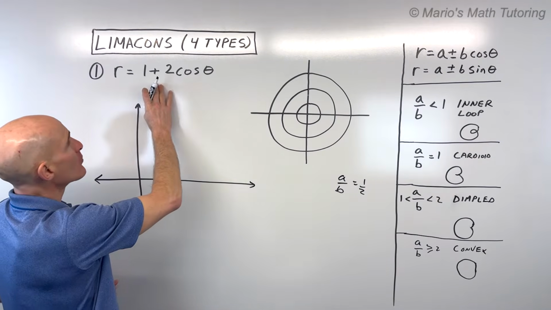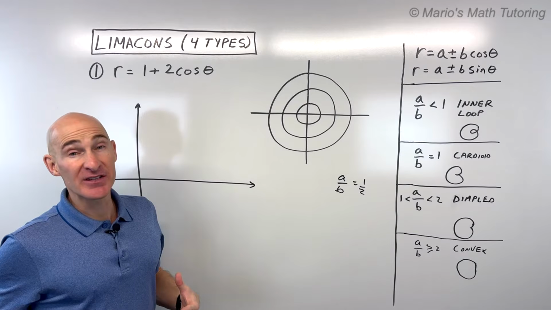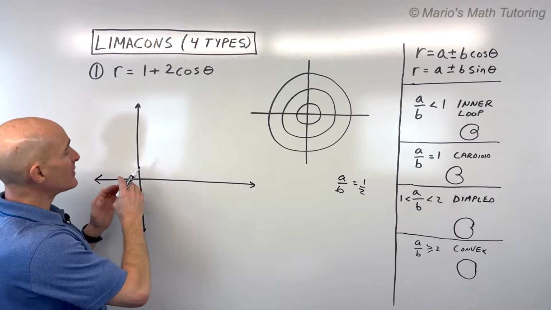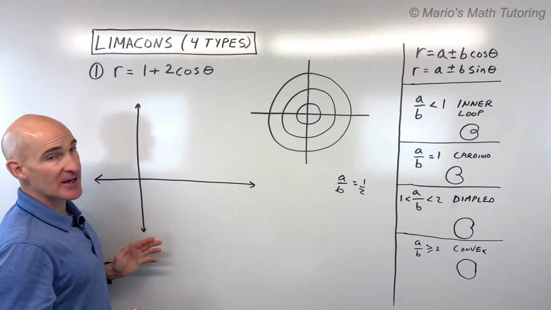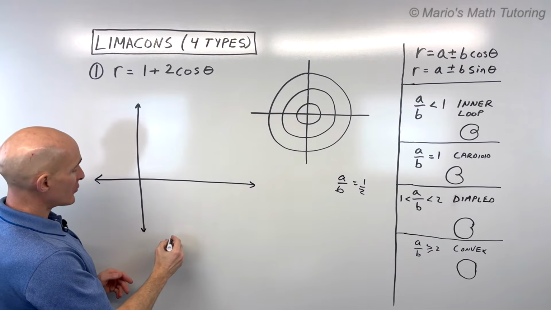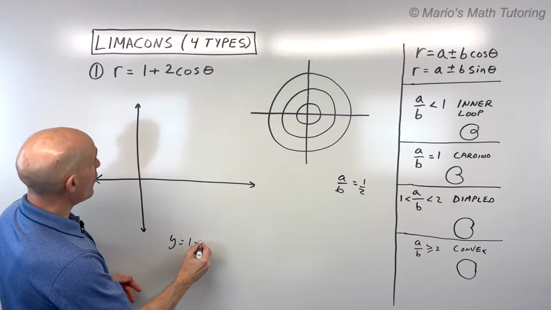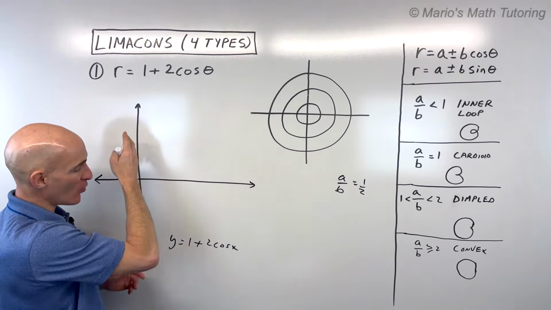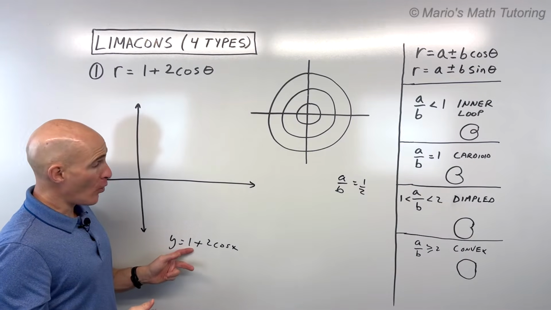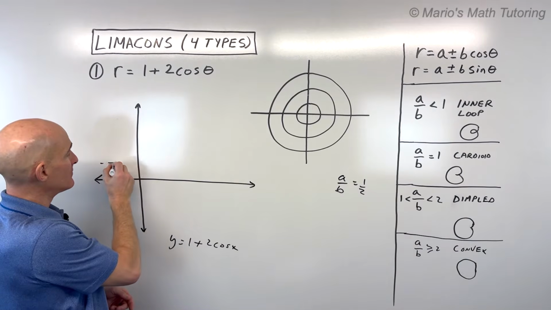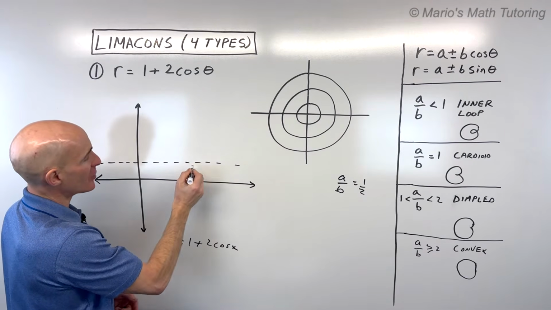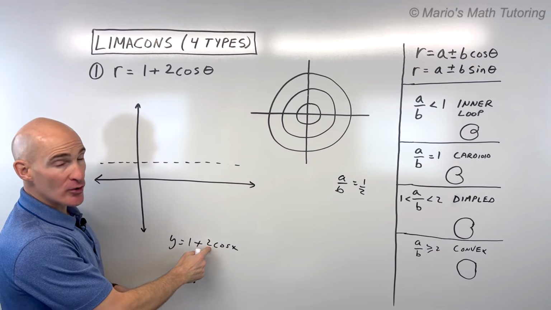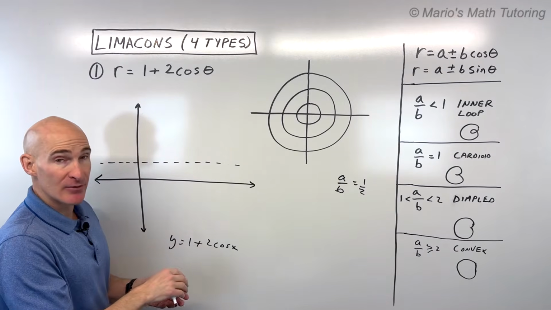Now, one way to approach these graphs, and I like this method, is to graph it in the Cartesian plane, an XY plane, almost as if you're trying to graph y equals 1 plus 2 cosine x. Here's your x-axis, here's your y-axis. We know that the 1 shifts the graph up 1, so this is our new midline. And we know what the cosine graph looks like. It has an amplitude of 2.